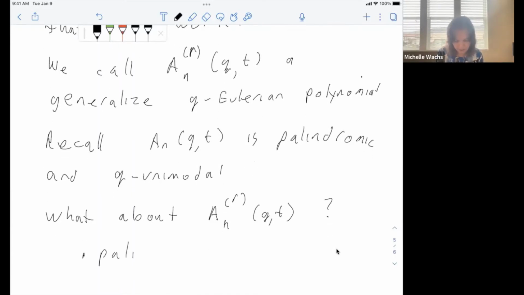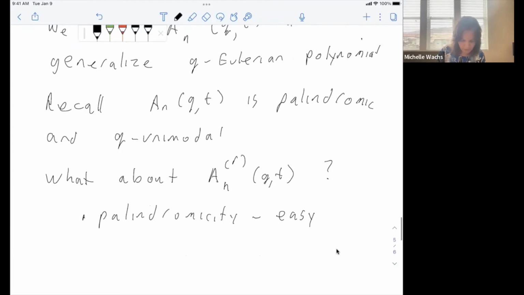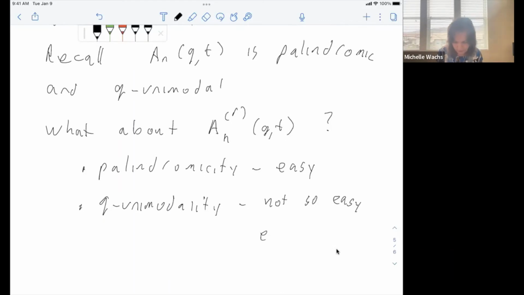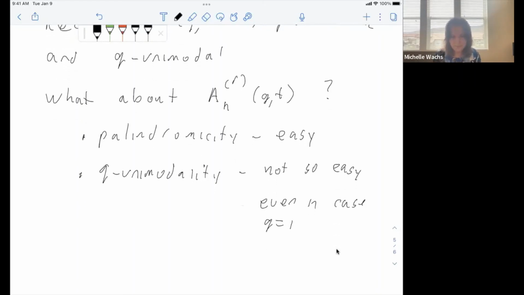Is that palindromic and q-unimodal? Well, palindromicity is pretty easy. As usual, palindromicity is often easy. Q-unimodality is not so easy, even in the case q equals 1. And I'll say why. It turns out it's true, but not so easy to prove, even when q is 1.